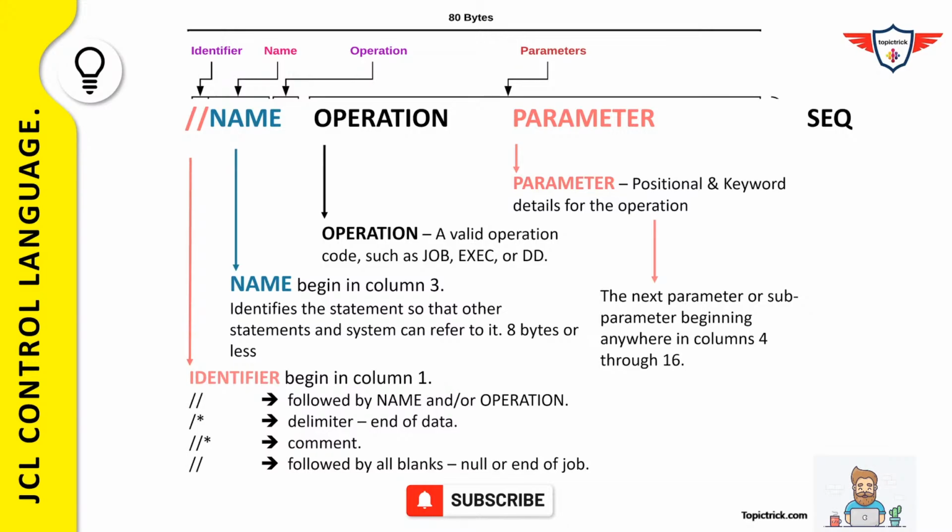And the last field is the sequence number. The sequence number is actually optional. It's not used anymore now. These were used in the 1960s for punch cards.